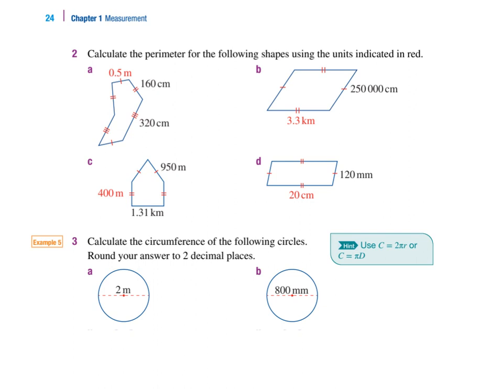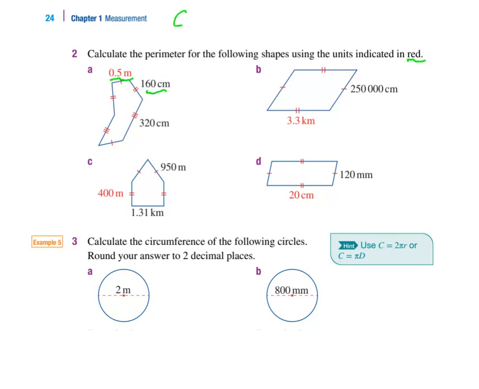Here are the work solutions for questions 2a, b, c, d, and 3a and b. For 2a, it says calculate the perimeter for the following shapes using the units indicated in red. So we've got to be looking at the units that are in red. So for A, it's 5 meters, 0.5 meters. So we need to convert everything to meters. We've got 160 centimeters here.